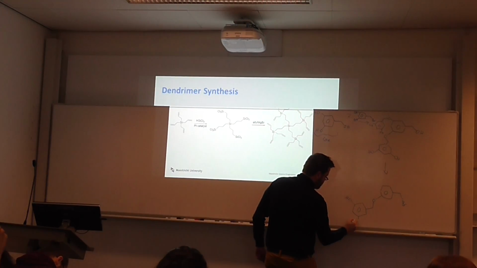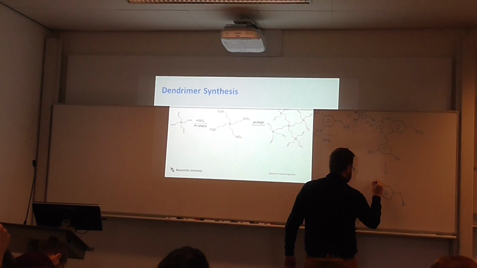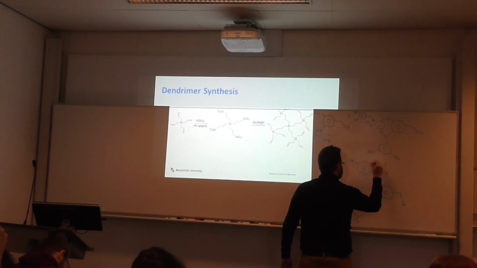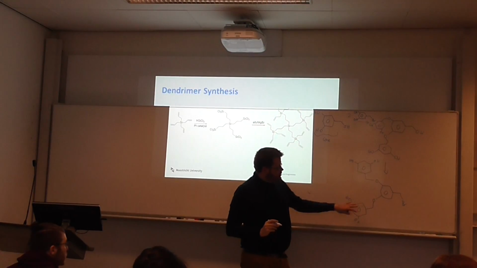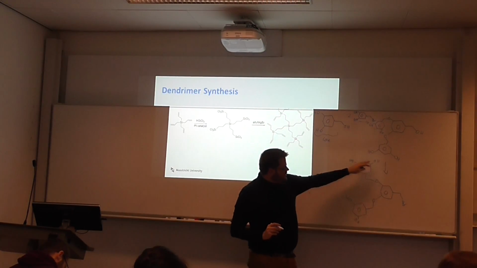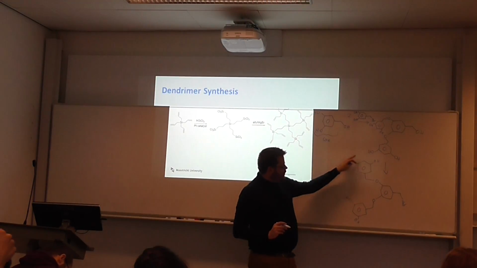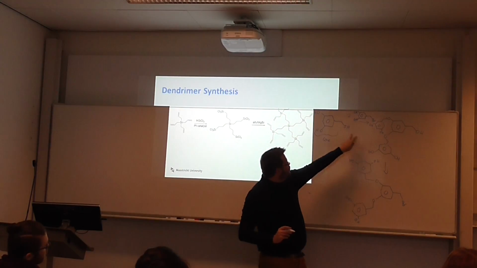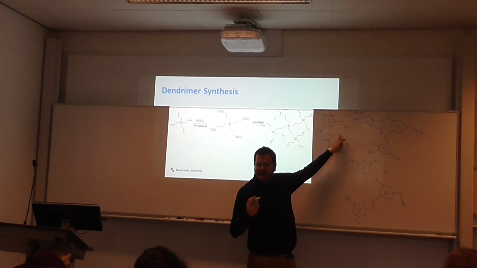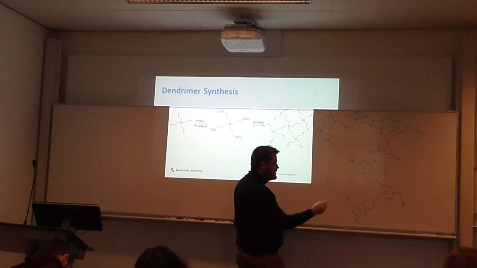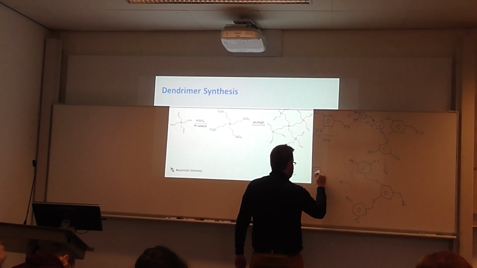This is the classic Hawker-Fréchet synthesis. All right. Now we've built what's called a first generation dendrimer. This is called the 0th generation. Now we take this guy here, and what do we do with it? We react this first generation dendrimer with the core again. So what's going to happen now? Exactly the same sequence is going to take place, but I'm going to end up with a huge, so I'm going to end up with this.